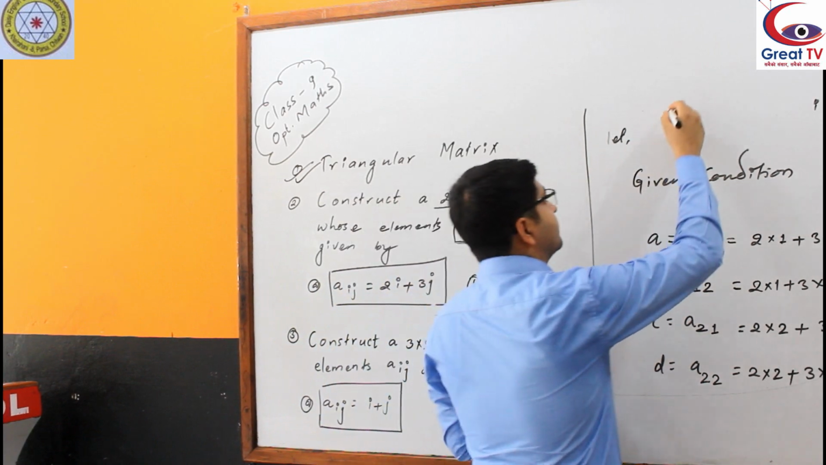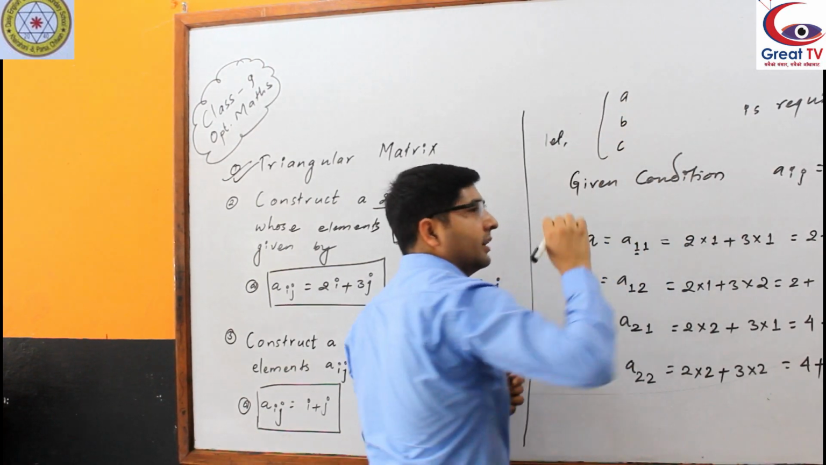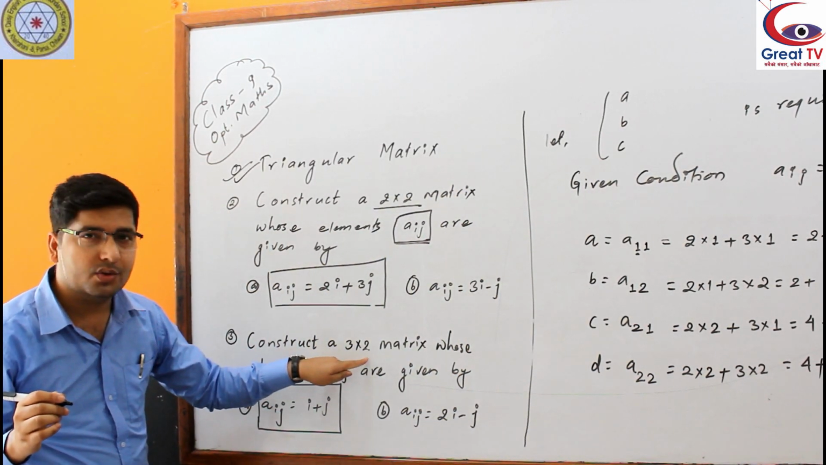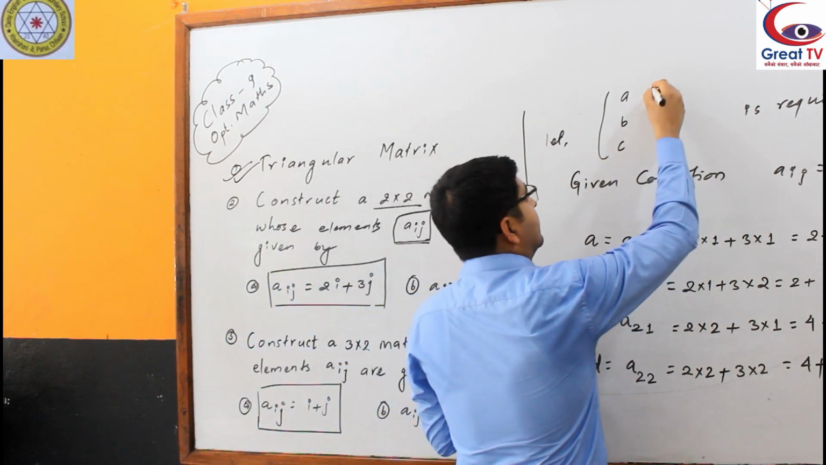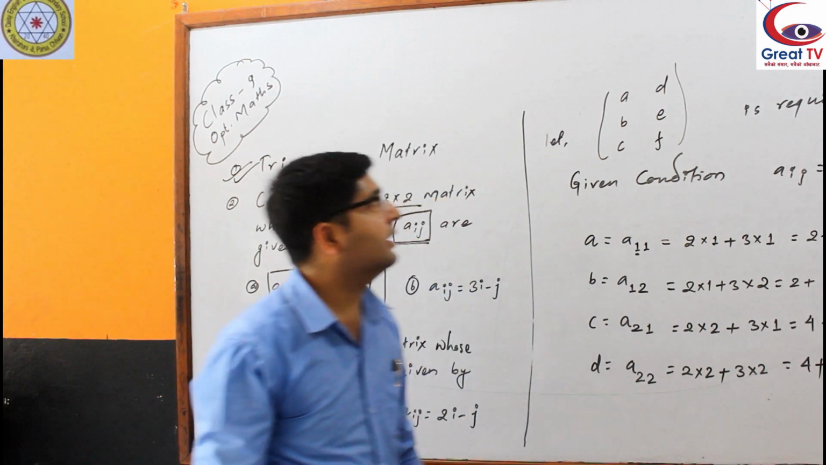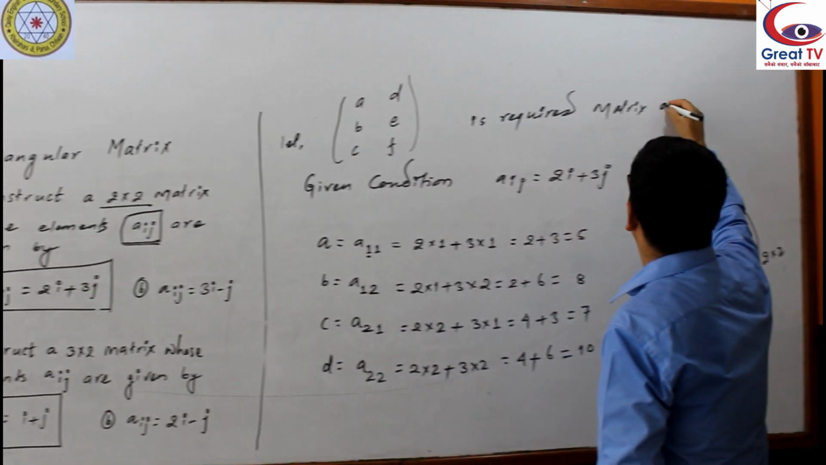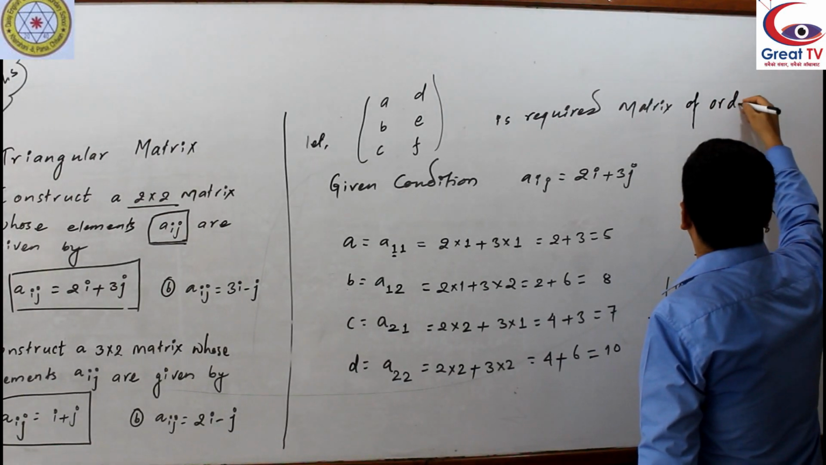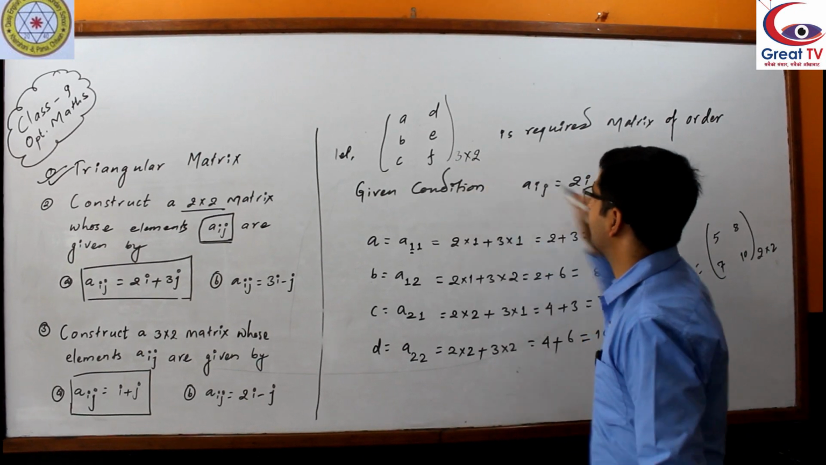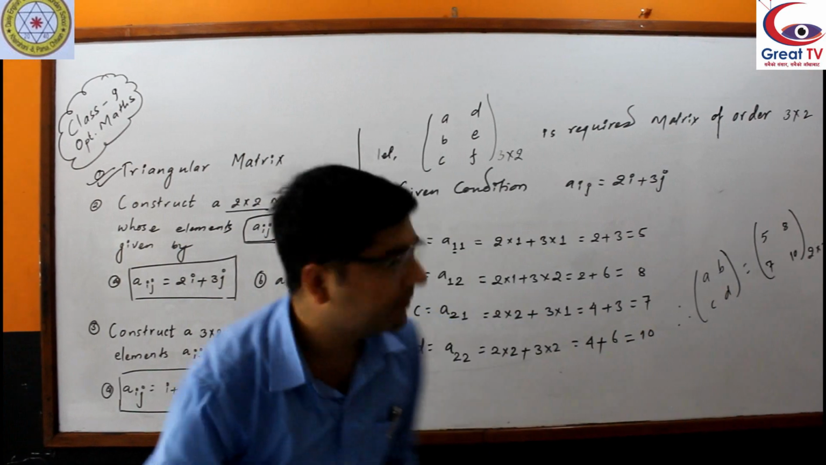So right here, A, B, C are the 3 rows, and how many columns? 2. So right here D, E, F. ABCDEF is the required matrix of order 3 by 2.